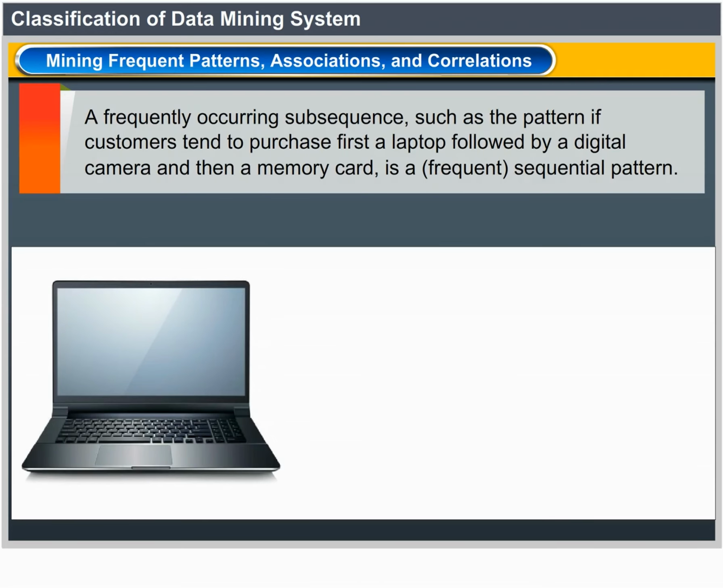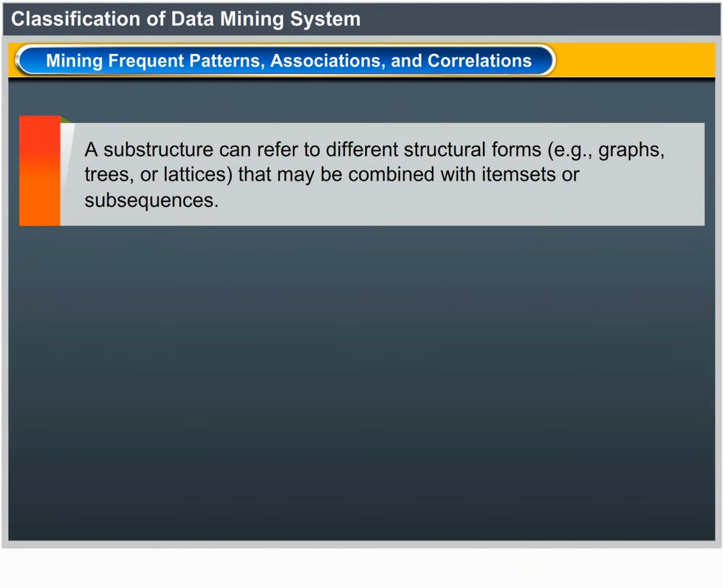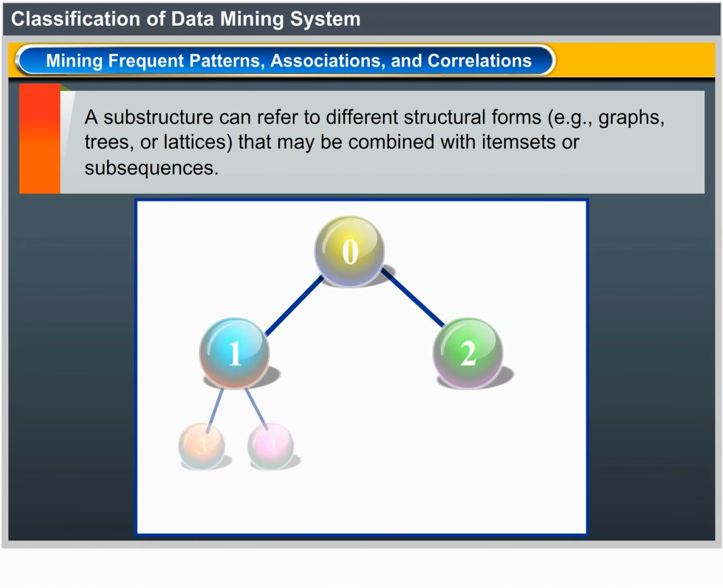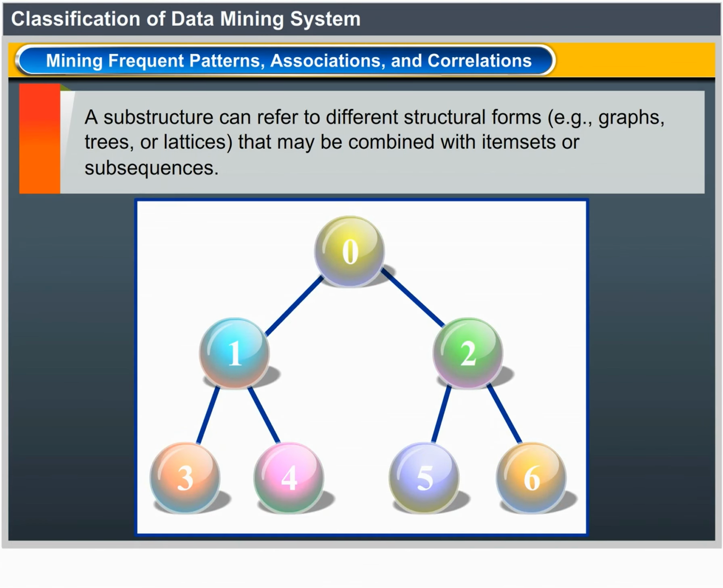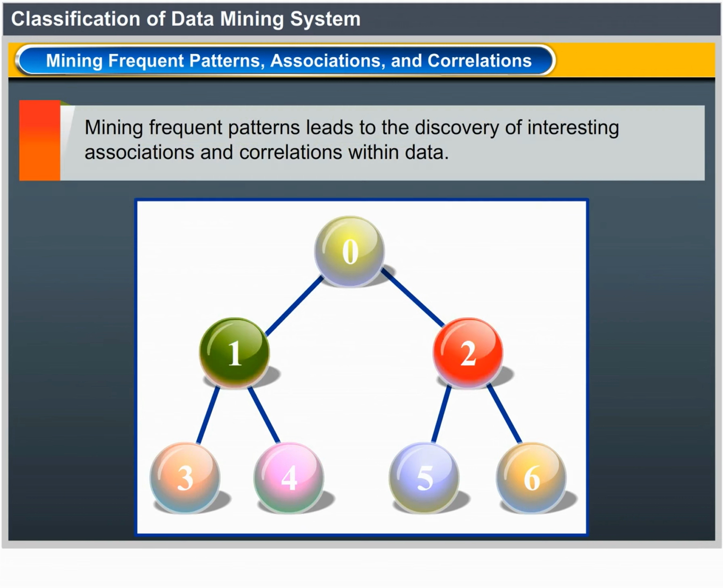A frequently occurring subsequence, such as the pattern that customers tend to purchase first a laptop followed by a digital camera and then a memory card, is a frequent sequential pattern. A substructure can refer to different structural forms, for example, graphs, trees, or lattices that may be combined with item sets or subsequences. If a substructure occurs frequently, it is called a frequent structured pattern. Mining frequent patterns leads to the discovery of interesting associations and correlations within data.